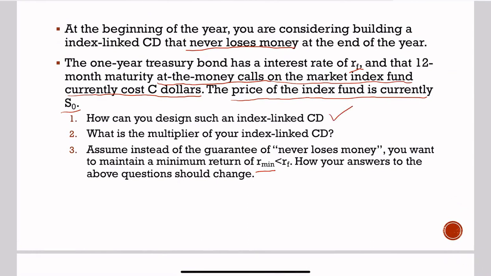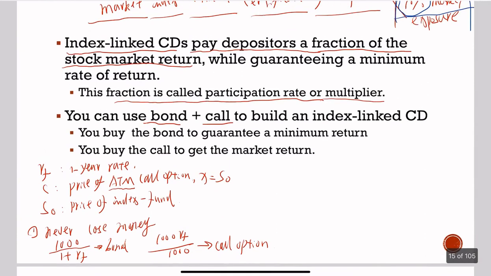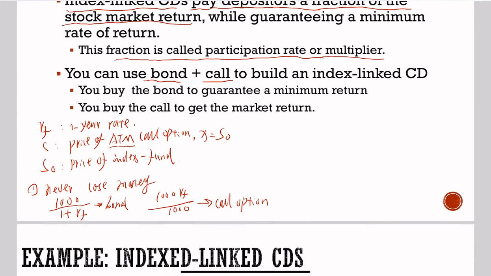Now, what is the multiplier of your index-linked CD? Let me remind you, what is the multiplier? It's really the percentage, right? So basically, if the equity market returns 10% and the index-linked CD returns 7%, then the multiplier is equal to 7% divided by 10%, which is 70%. So let's see how we could solve the second problem.